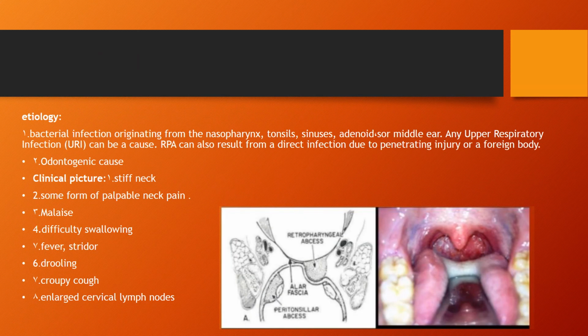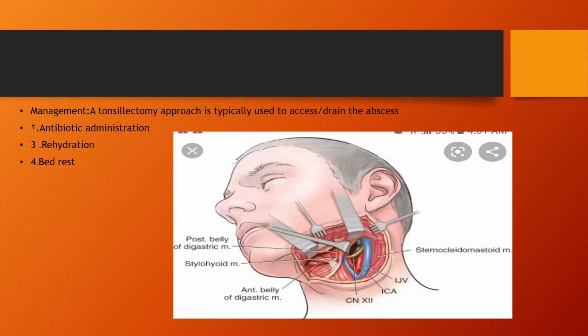Etiology: bacterial infection originating from the nasopharynx, tonsils, sinus, adenoid, or sore middle ear, and may result from direct infection due to injury or foreign body. Odontogenic cause. Clinical picture: stiff neck, some form of palpable neck pain, malaise, difficult swallowing, fever, drooling, croupy cough, and enlarged lymph nodes. Management is by tonsillectomy, antibiotic administration, rehydration, and bed rest.